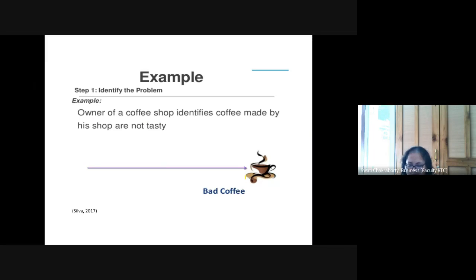So the effect or the problem is written at the mouth of the fish, as we said. So for an example, when you identify the problem, the owner of a coffee shop identifies that coffee made by his shop is not tasty. Coffee made by the shop is not tasty. So that's the problem. Bad coffee. Effect. The final result that you have, the problem, is your effect.